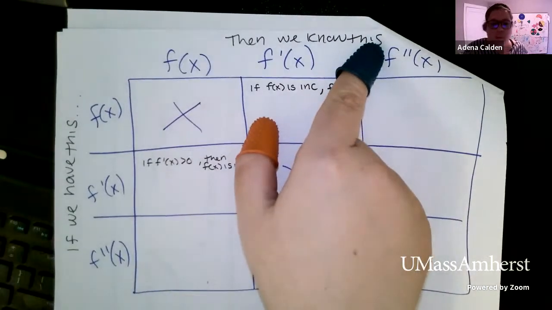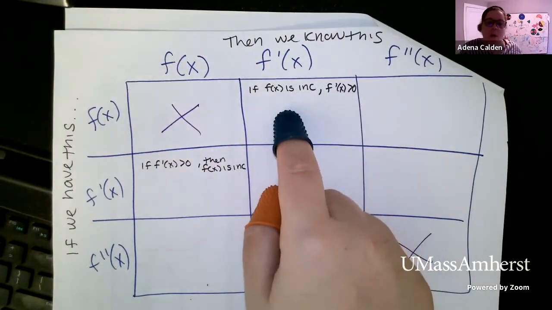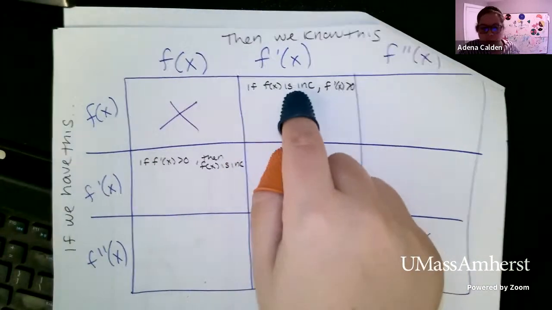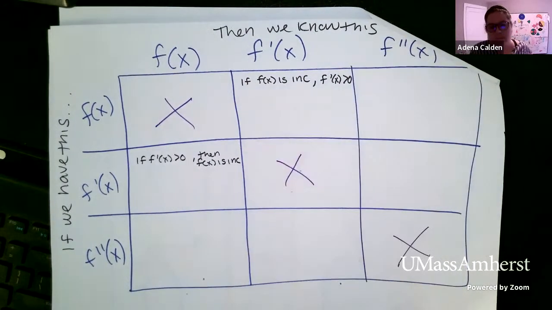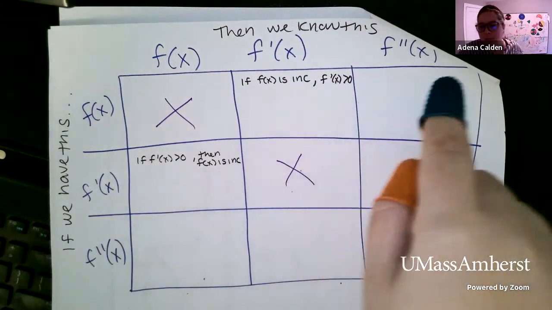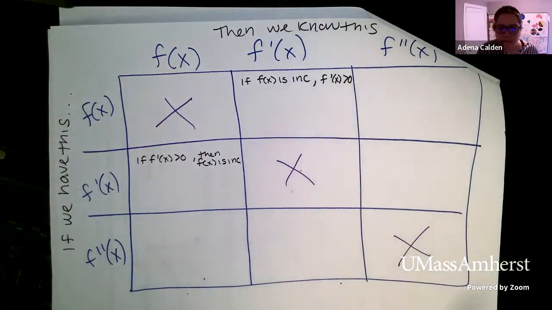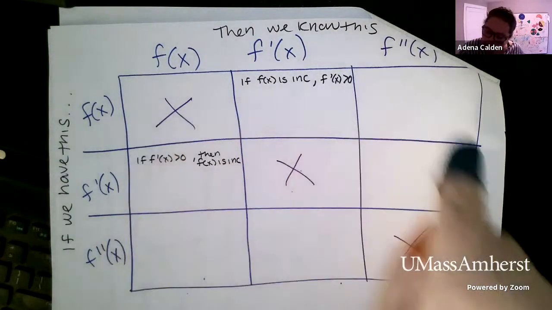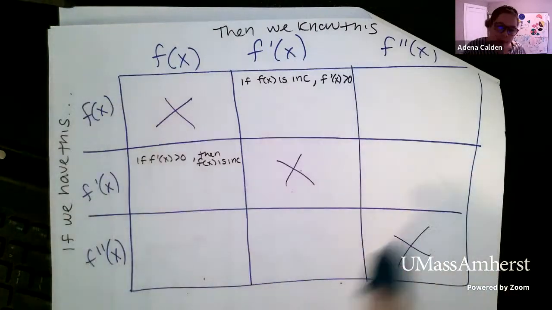then we know this. So what does f of x tell us about the first derivative? Well, if we know that f of x is increasing, then we know the derivative is positive, right? In this box, we'd have something like, if f of x is concave up, then the second derivative is positive, right? Things like that. So filling out this chart will help you understand this relationship.